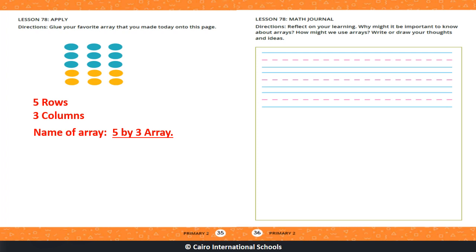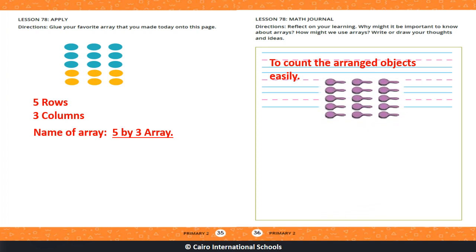Lesson 78, the math journal part. Reflect on your learning. Why might it be important to know about arrays? How might we use arrays? Write or draw your thoughts and ideas. We use arrays to count the arranged objects easily. Like this array, how many rows does it have?